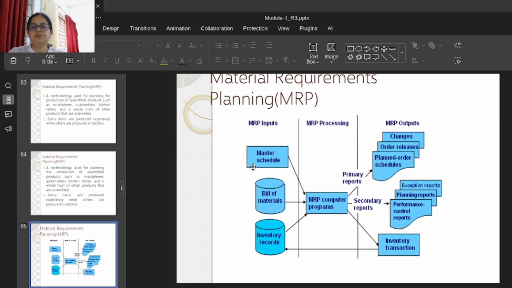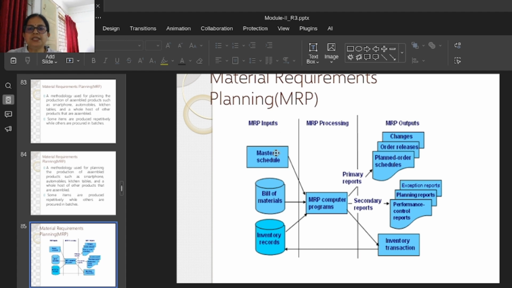So, these are the inputs to the MRP. If you see here, master production schedule is an input to MRP, bill of material is an input to MRP, inventory record is an input to MRP. This is the MRP system, the MRP computer programming system. We take the help of different softwares to process these inputs to get the output.